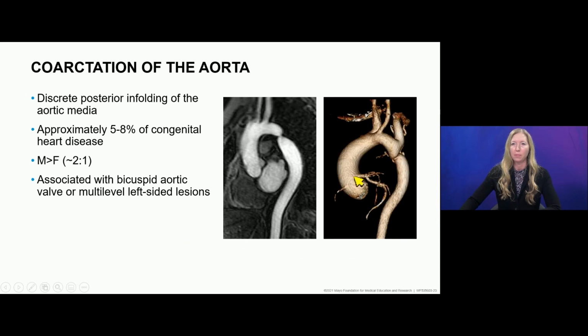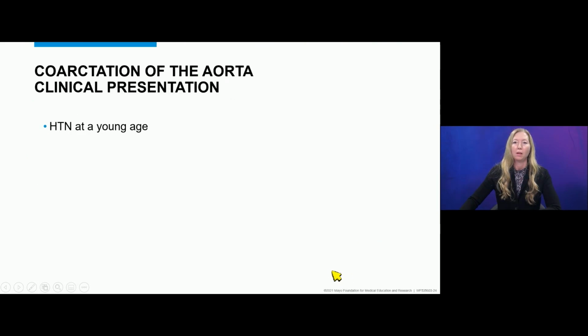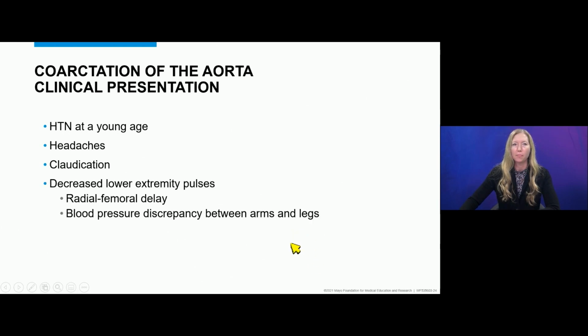Here's another patient of mine that I saw recently, a man in his 40s who presented with a nearly interrupted aortic arch. So typically patients present with hypertension from a very young age. They may have headaches or nosebleeds or lower extremity claudication. If you do a good exam, you'll note decreased pulses in the legs. There'll be a radial femoral delay. And if you take a blood pressure in the arm and the leg, you'll see a significant discrepancy.